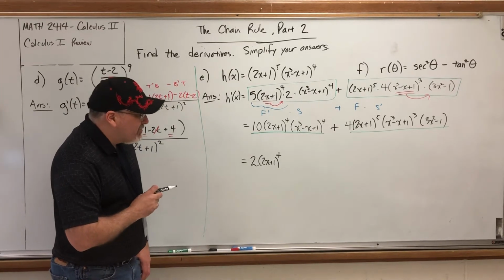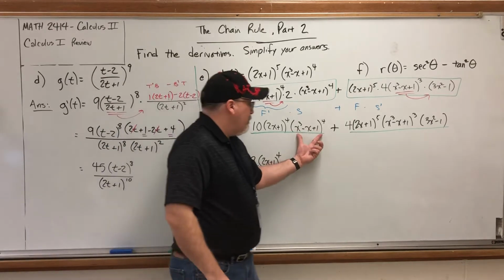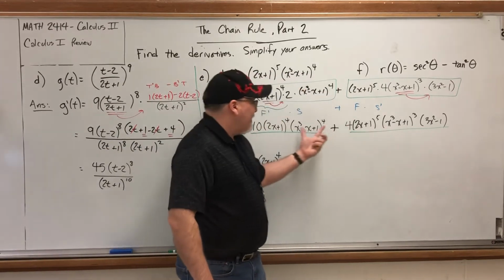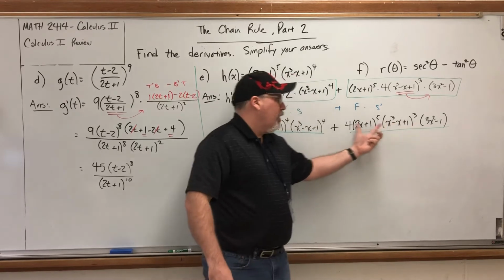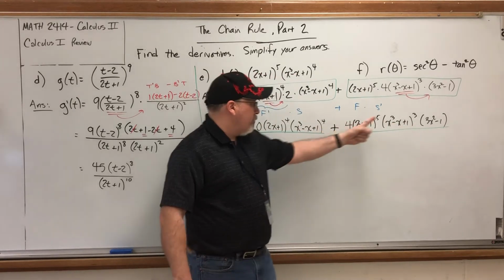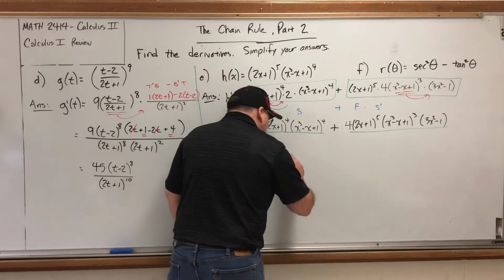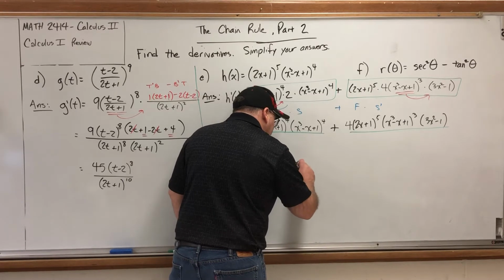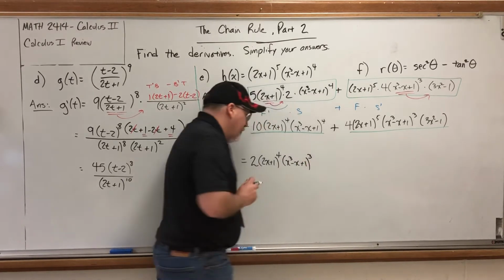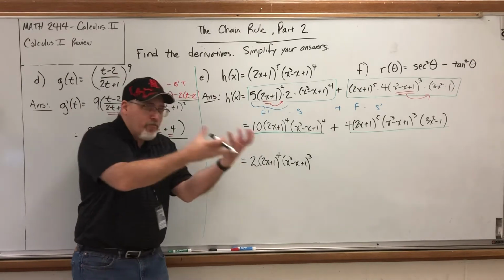Is there anything else they have in common? The (x^3 - x + 1)s. But again, I can only factor out the lowest power from them, and that lowest power would be 3. So I'm going to factor out an (x^3 - x + 1) all to the third power. Now that's just what I'm going to remove from everybody.